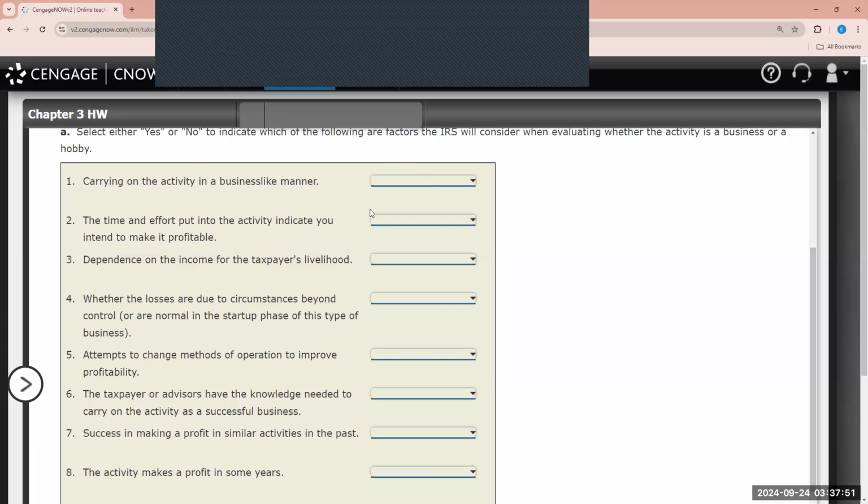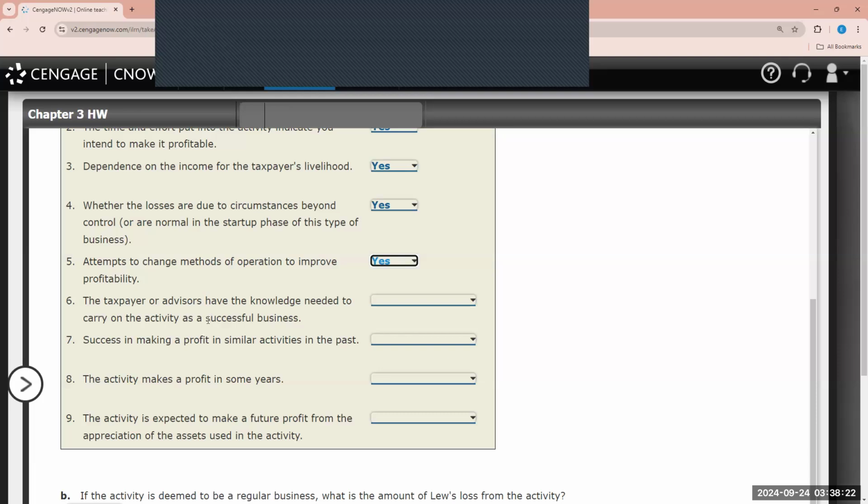If the business is being carried on as an activity in a business-like manner, yes, that has an impact. The time and effort put into the activity indicate you intend to make it profitable, yes. Dependence on the income for the taxpayer's livelihood, obviously, yes. Whether the losses are due to circumstances beyond control or are normal in the startup phase in this type of business, yes. Attempts to change methods of operation to improve profitability, yes.